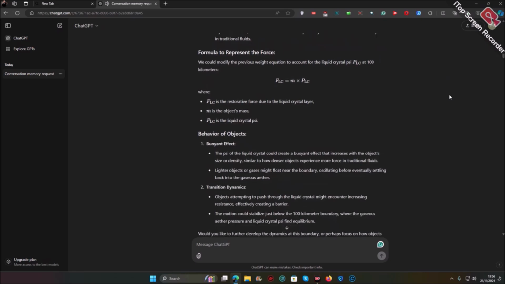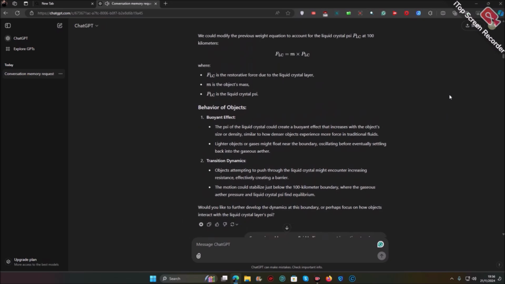Formula to represent the force. We could modify the previous weight equation to account for the liquid crystal psi, p_LC, at 100 kilometers. F_LC equals m times p_LC, where F is the restorative force due to the liquid crystal layer, m is the object's mass, and p_LC is the liquid crystal psi.